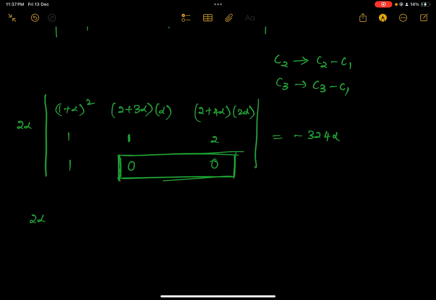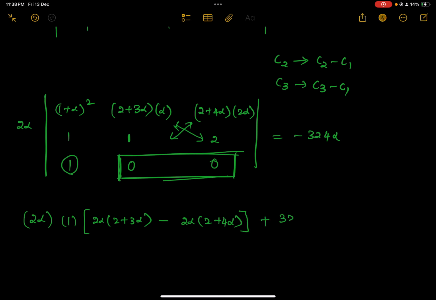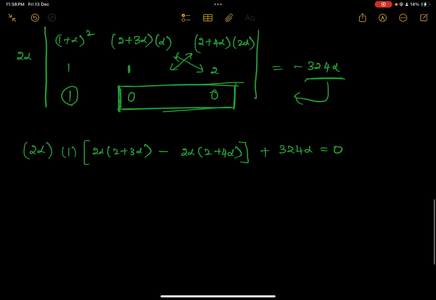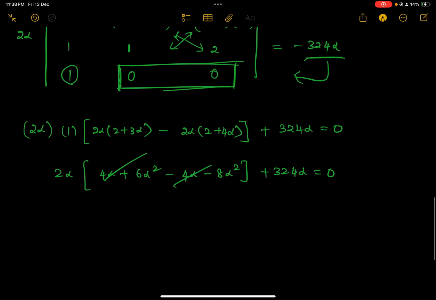So now the value of this determinant will be 2 alpha times, so this 1 into these two things multiplication minus these two things. So that will be 2 alpha into (2 + 3 alpha) minus 2 alpha into (2 + 4 alpha) plus 324 alpha equal to 0. I just brought it to this side. So this will be 2 alpha into, this is 4 alpha plus 6 alpha square minus 4 alpha minus 8 alpha square plus 324 alpha is equal to 0. This and this gets cancelled.